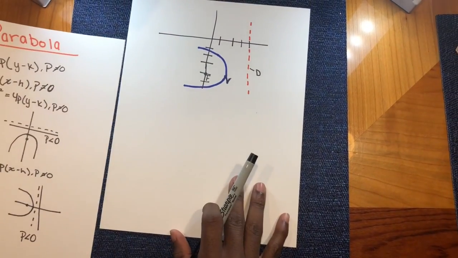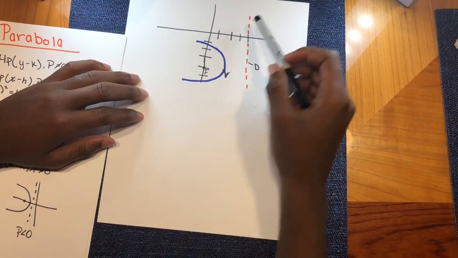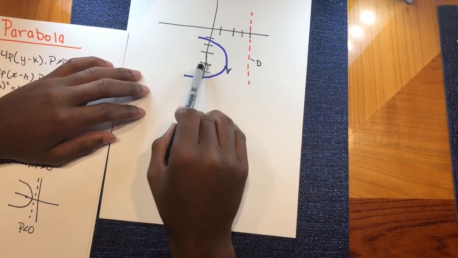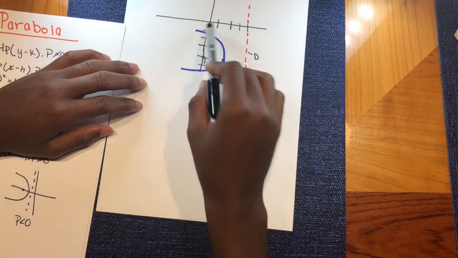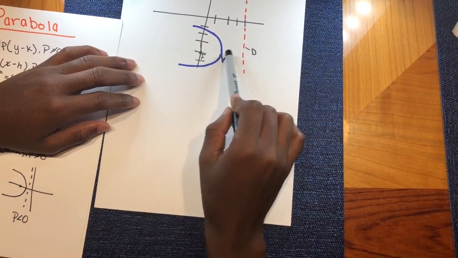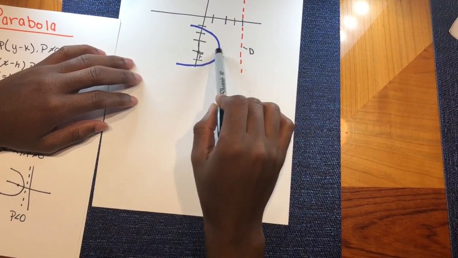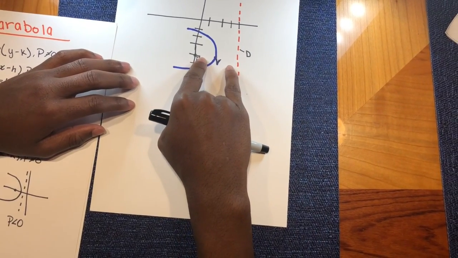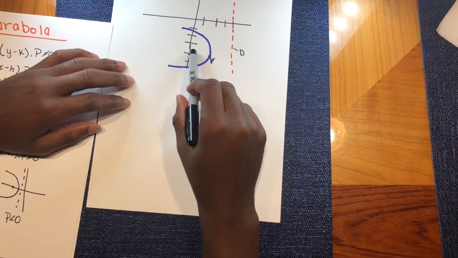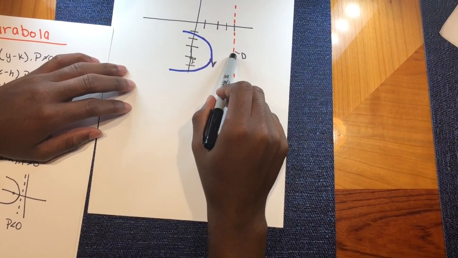After you've graphed your vertex, you're going to want to move 2 spaces towards the left to get your focus, which is always inside of your parabola, and then 2 to the right to find your directrix. The distance will always be the same amount between your focus and the vertex, and from your vertex to the directrix.